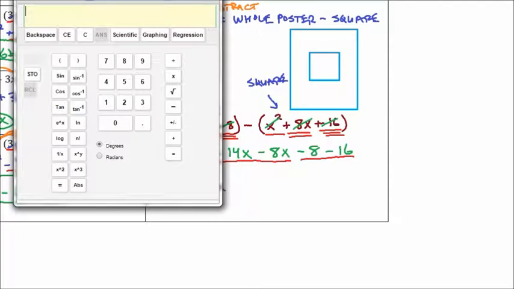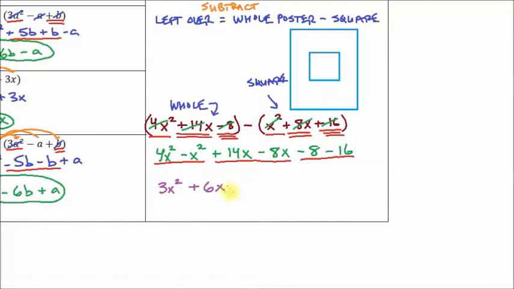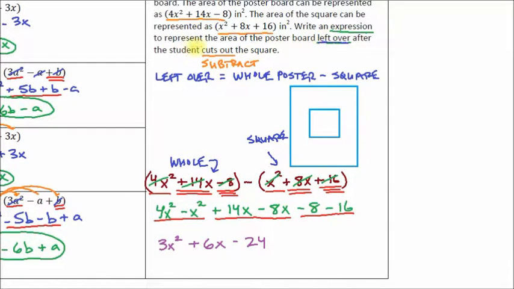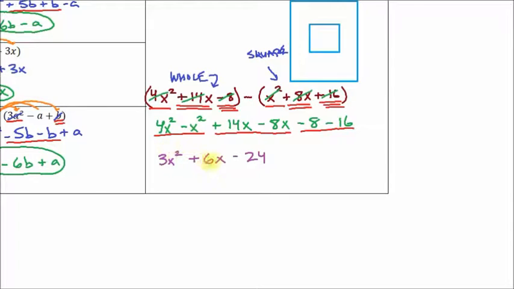And the way we do this is we're going to put the negative 8 in first. On your calculator, you have a plus or minus key. That's going to give us a negative 8. And then we're going to subtract 16. Press equal, and you see it is negative 24. And that looks totally simplified. So the question was asked, write an expression to represent the area of the poster board left over, which is right here. This is the expression that's the leftover part. So let's circle that.